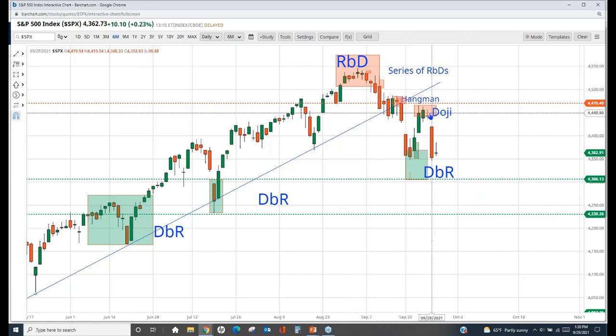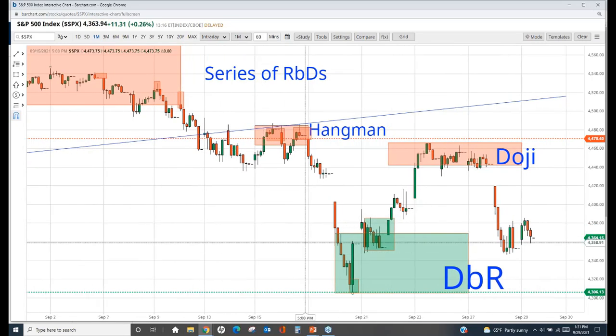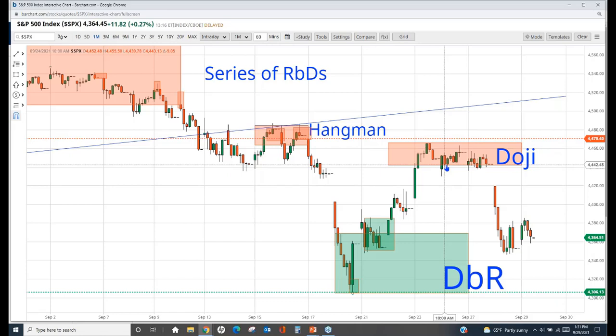Now I want you to notice these boxes as I drop down to our lower time frame. Now I'm in one month and I'm looking at 60-minute time frames. And there is that box that was our doji at our intermediate time frame. And notice inside that box, here we see that fractal recognition. Rally-based drop, rally-based drop, rally-based drop. That's telling us that sellers are in control. Here's our hangman. Rally-based drop, rally-based drop.